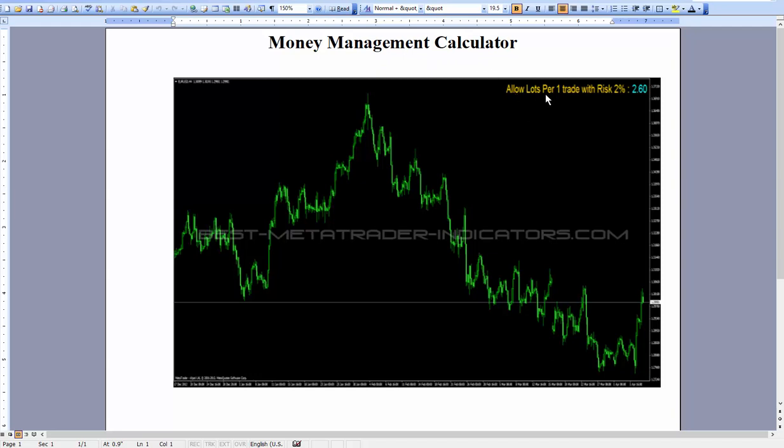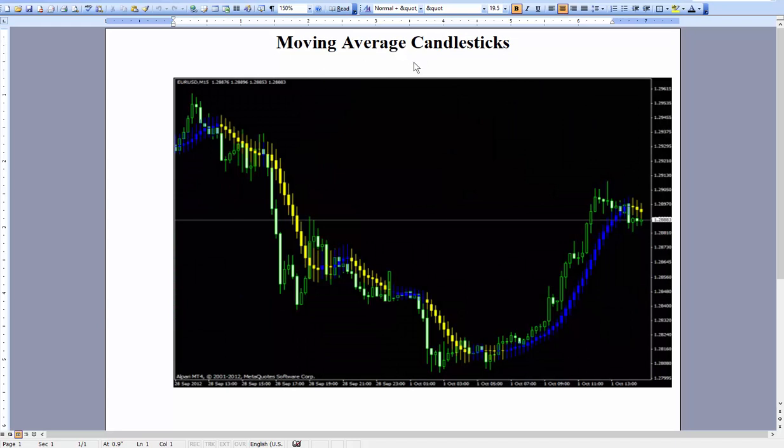Allow lots per one trade with risk at 2%, and it gives you the number 2.6. So it tells you exactly how many lots you can trade according to how much money you have in your account. This is a very handy tool and calculator. This is the moving average candlesticks. So these are the standard Japanese candles, and this is the indicator. So obviously yellow will be going down, and once it changes, blue is going up.